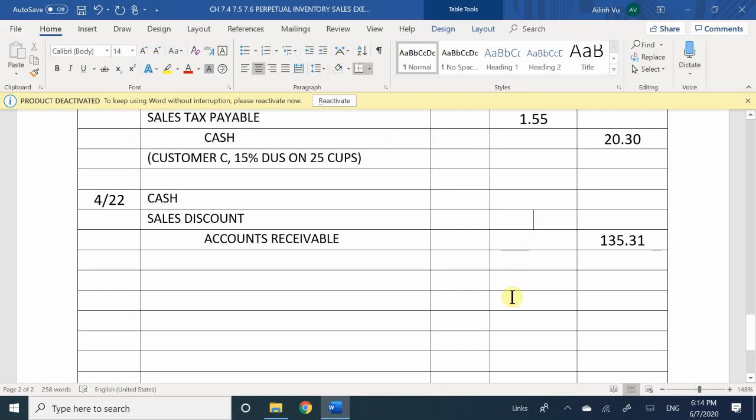All right. Now, what number are we going to use? Are we going to use 135.31? No, we're only going to use the original price that he paid for us because you cannot discount tax. So in this case, he originally bought 25 cups for $5 each. So the number that we're going to be using is going to be 125. We're going to multiply that by the 10%. So we're looking at a $12.50 discount. Okay? And then we can take it off of the 135.31 to give us a grand total of $122.81 that he's going to pay us.